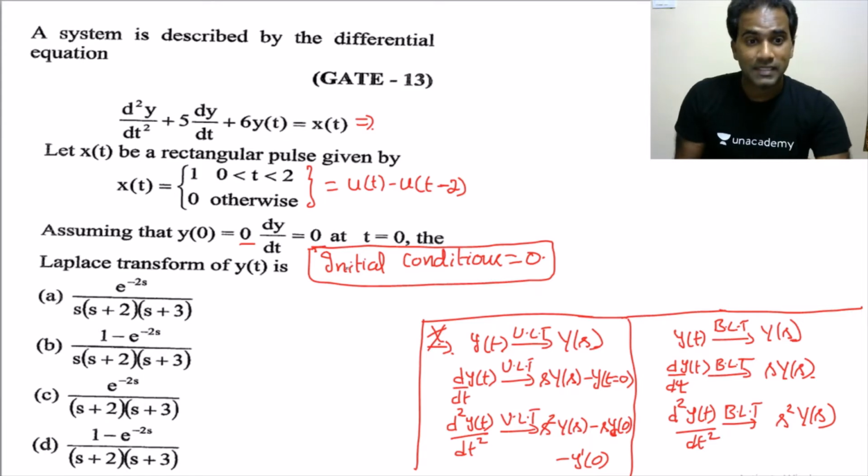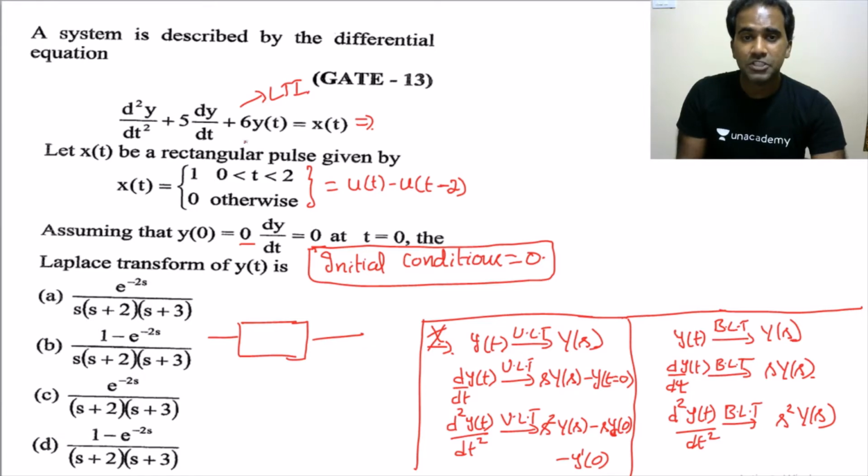Now let us apply our basics to find the answer for this question. I've given you some basics which are necessary for this problem as well as future problems. They're asking us to find the Laplace transform of the output. We know this differential equation represents an LTI system, because it's a linear and time invariant differential equation. So if input is x of t and impulse response is h of t, output y of t is equal to x of t convolution with h of t.